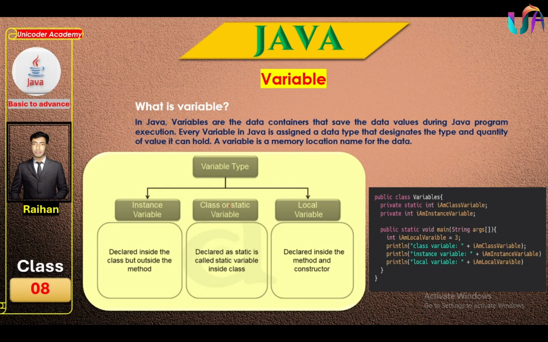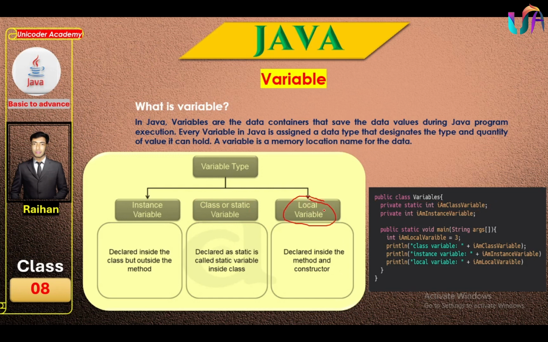And this is a class or static variable. I mean, we'll call it a class variable. Here you see it is declared as static, called a static variable, inside a class. So this is a class, and inside the class this is a class variable. And we have the last one, the local variable.